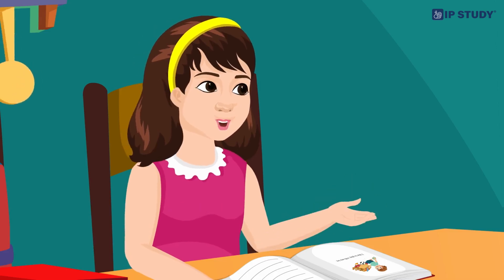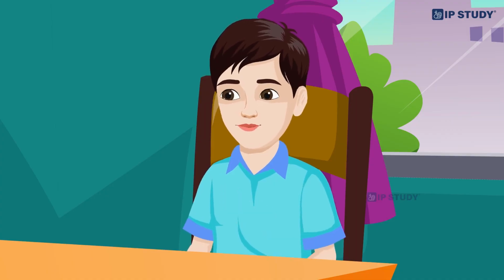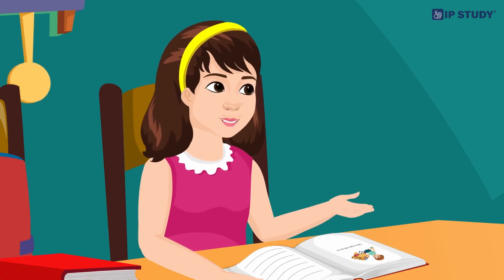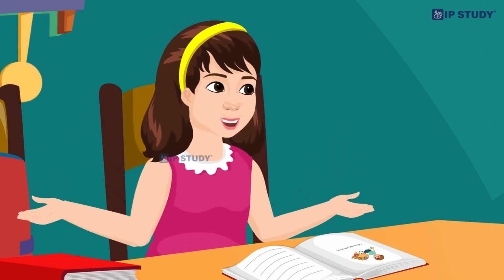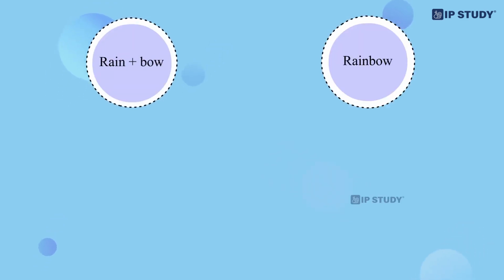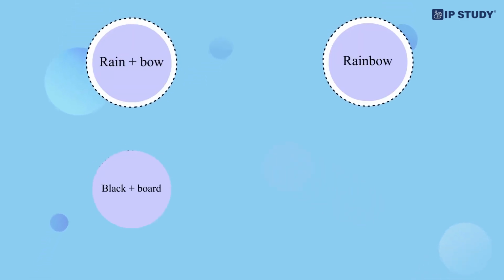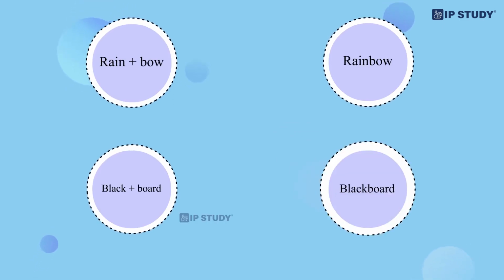Have you heard about compound words? No, Janvi. What is that? Words formed by joining two different words are called compound words. For example, rain plus bow equals rainbow. Black plus board equals blackboard.